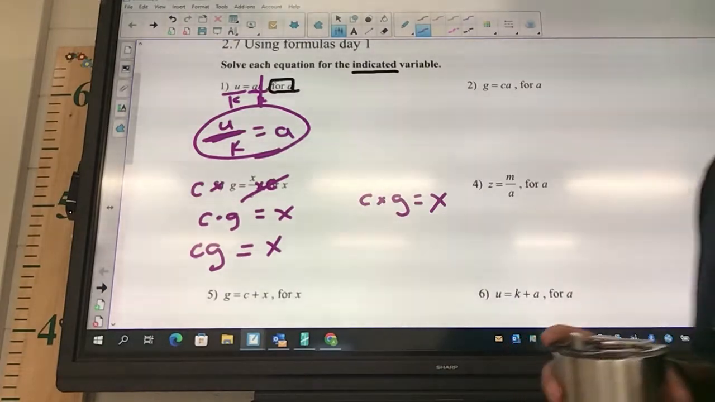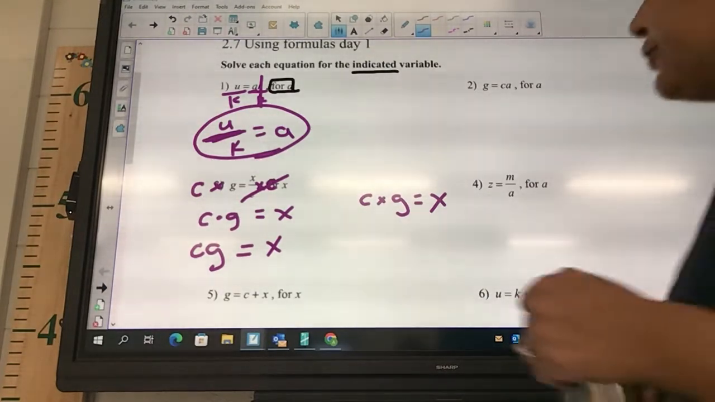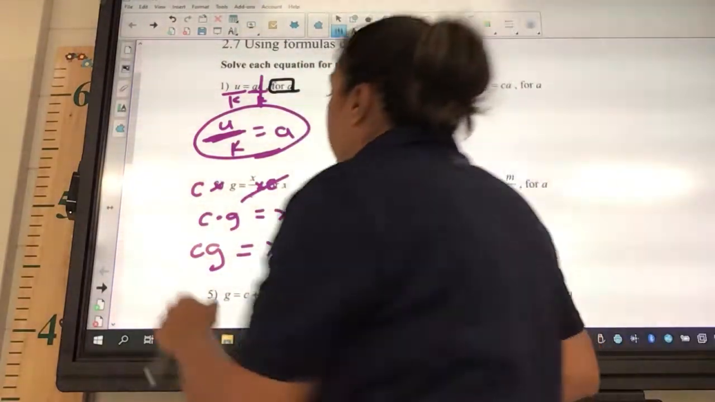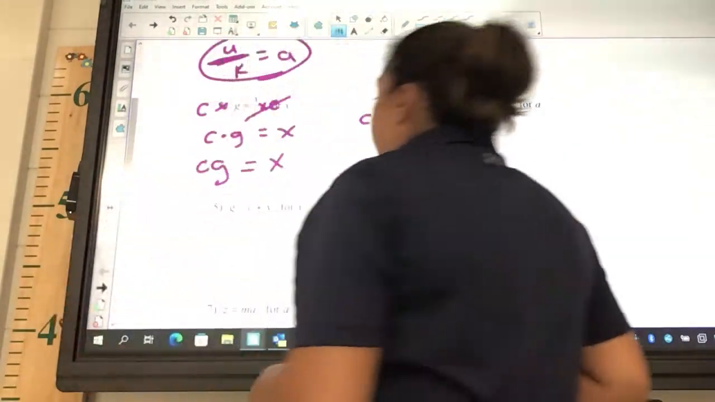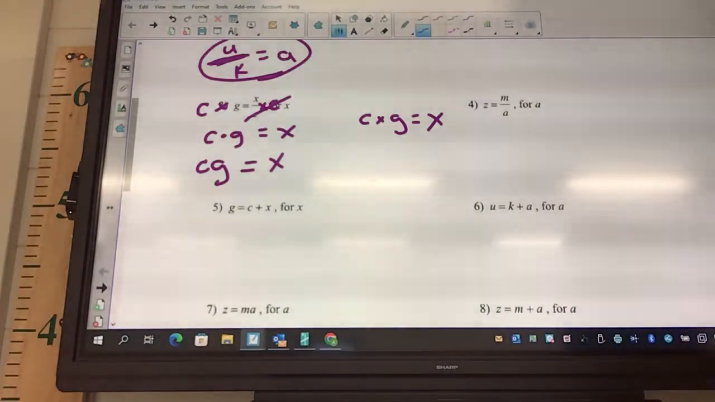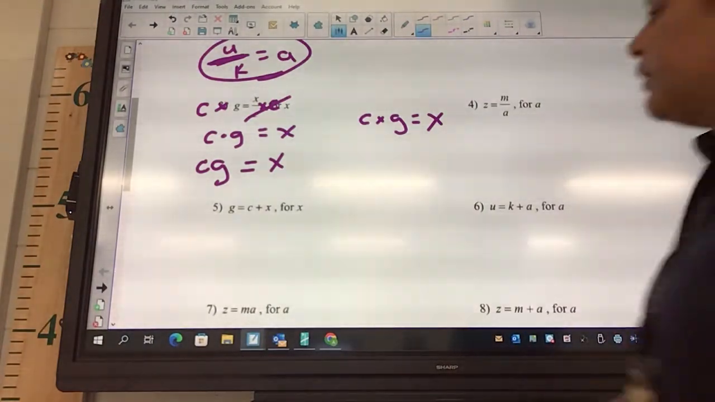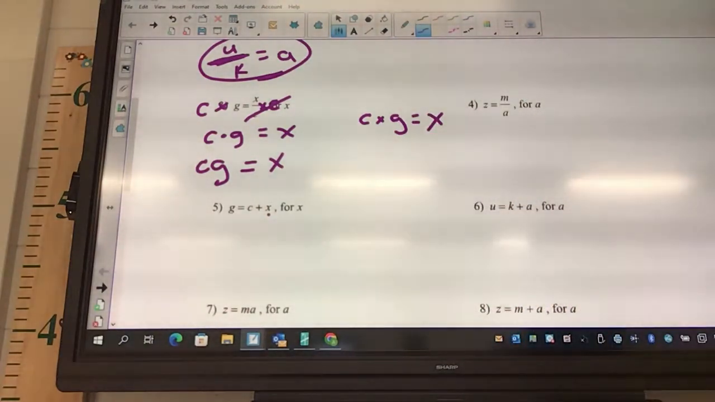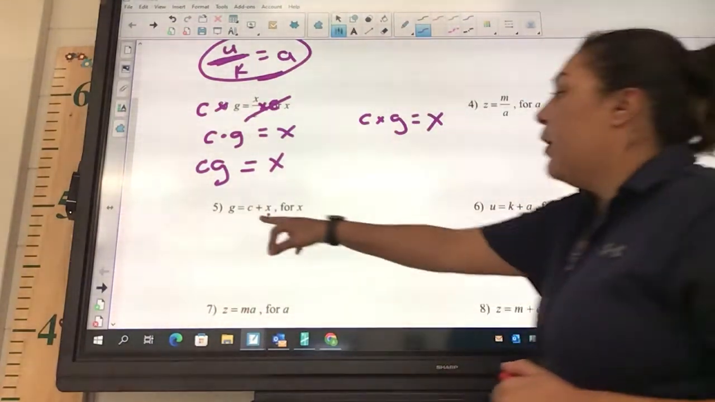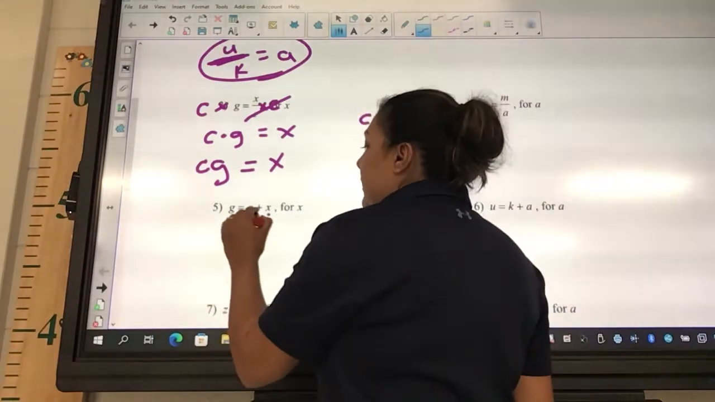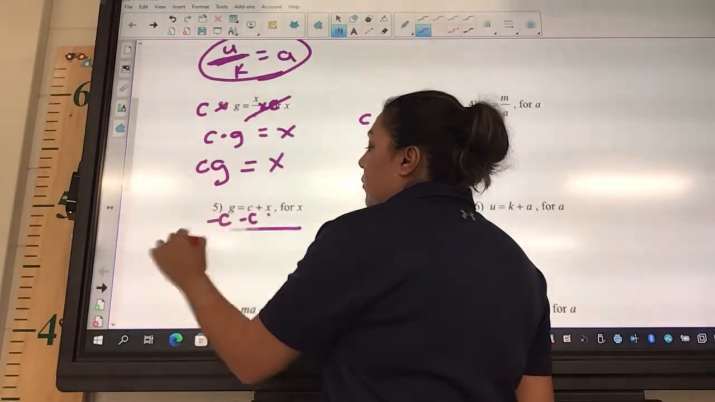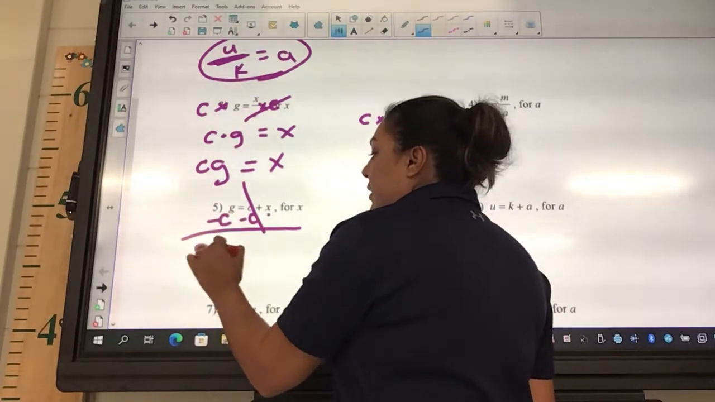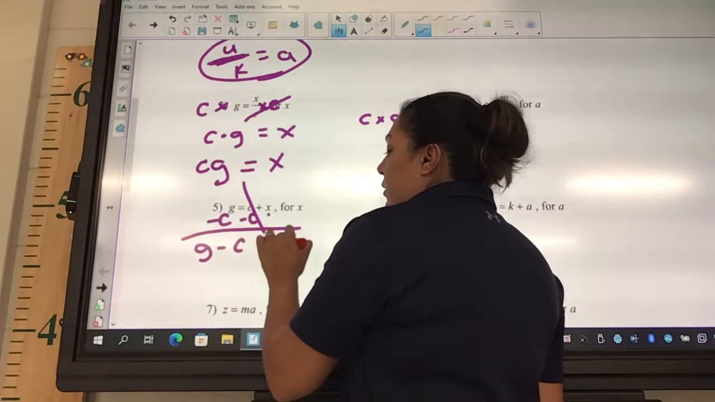I got G equals C plus X. We're solving for X. Right here's our X, so anything on the X side of the equal sign needs moved over. Right here I have a C, so we're going to say minus C, minus C. If I do it to one side, I have to do it to the other side. So on this side, I'm going to have G minus C equals X.